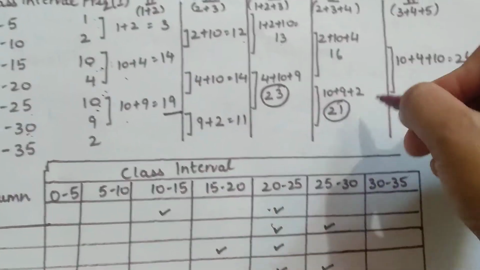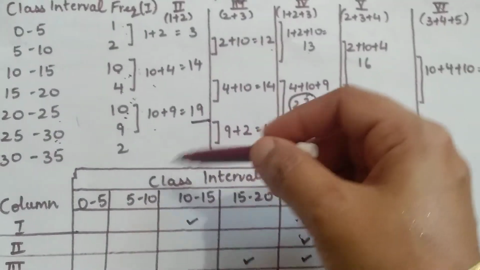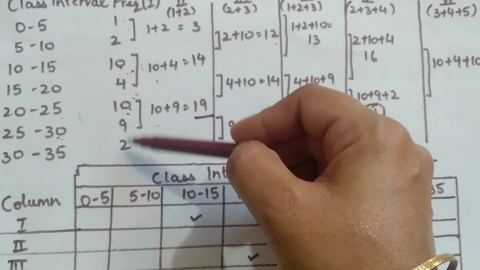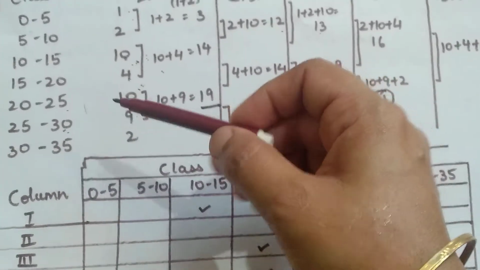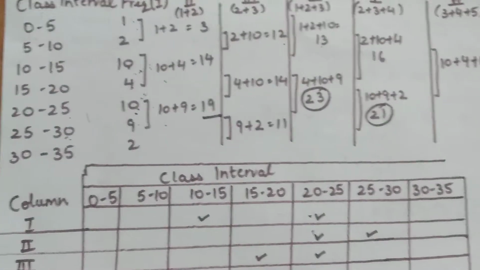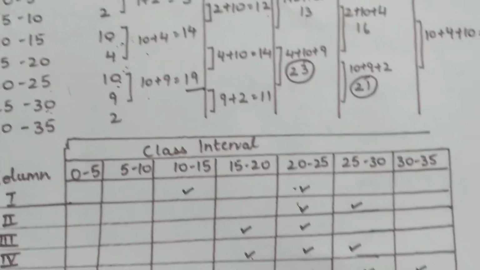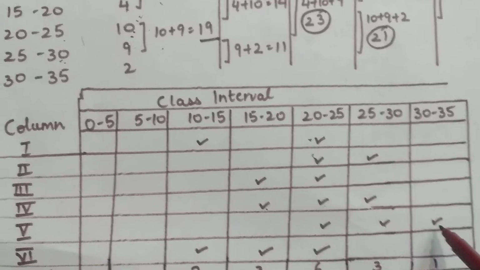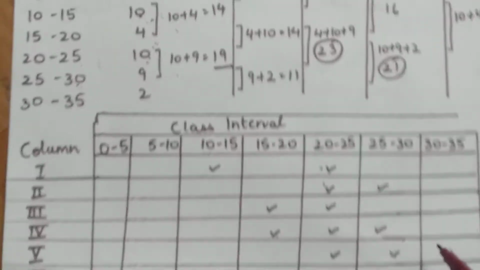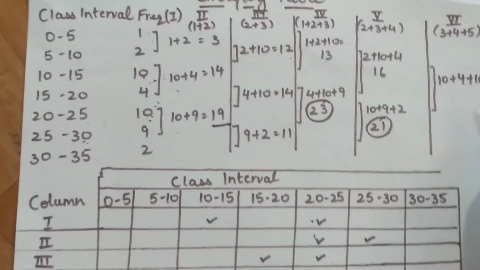Fifth column, we have two values, 16 and 21, of which the maximum value is 21. How do we get 21? By grouping these, that is 20 to 25, 25 to 30, 30 to 35. We will put a tick across these. In the fifth column, we will put a tick across 20 to 25, 25 to 30, 30 to 35. Clear?